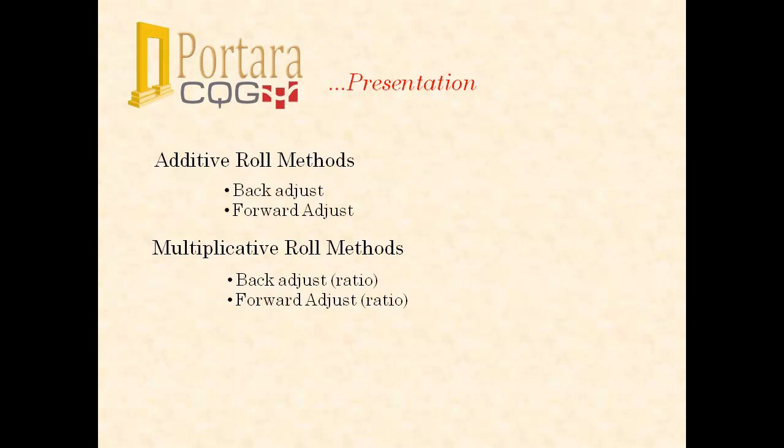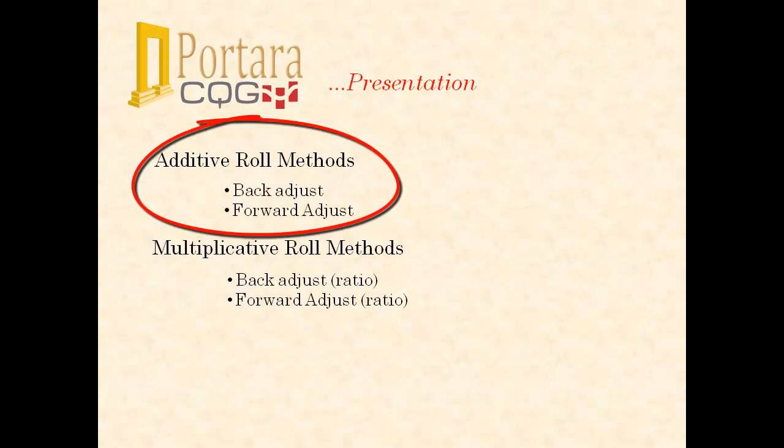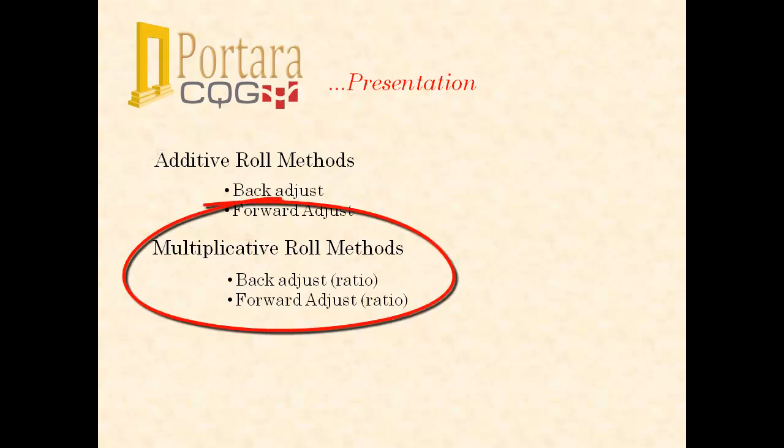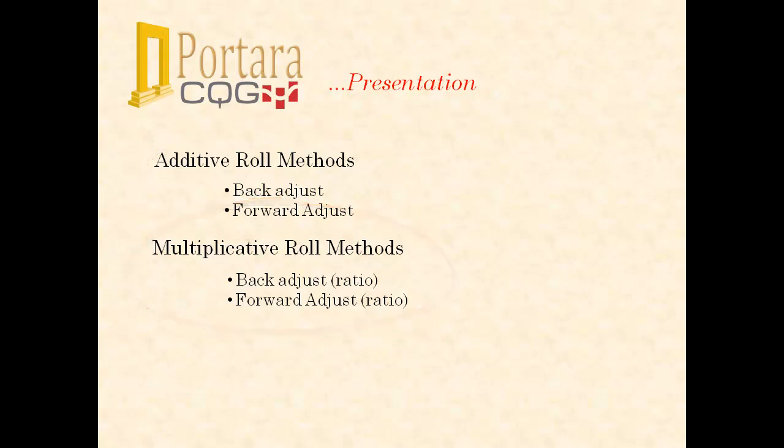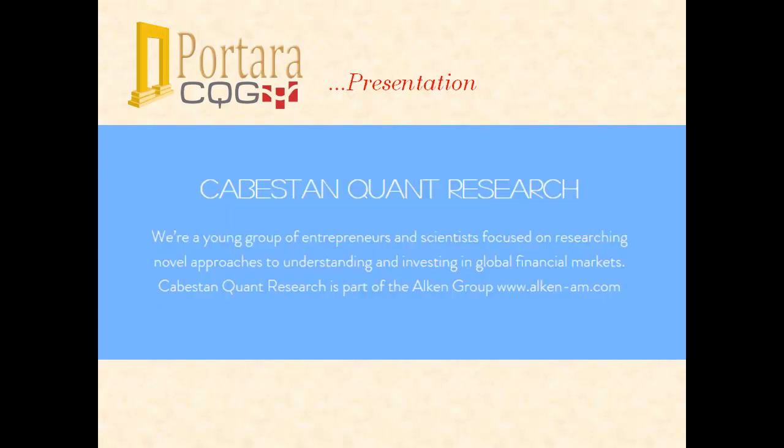The fundamental difference between forward and back adjust algorithms when rolling data compared with forward ratio and backward ratio adjust algorithms is the fact that the former are additive and the latter are multiplicative. Some of you may understand this straight off the bat, but some may not. I'll do another presentation at a later time on the more common additive adjustments, but for this presentation we will concentrate on the multiplicative rolls.